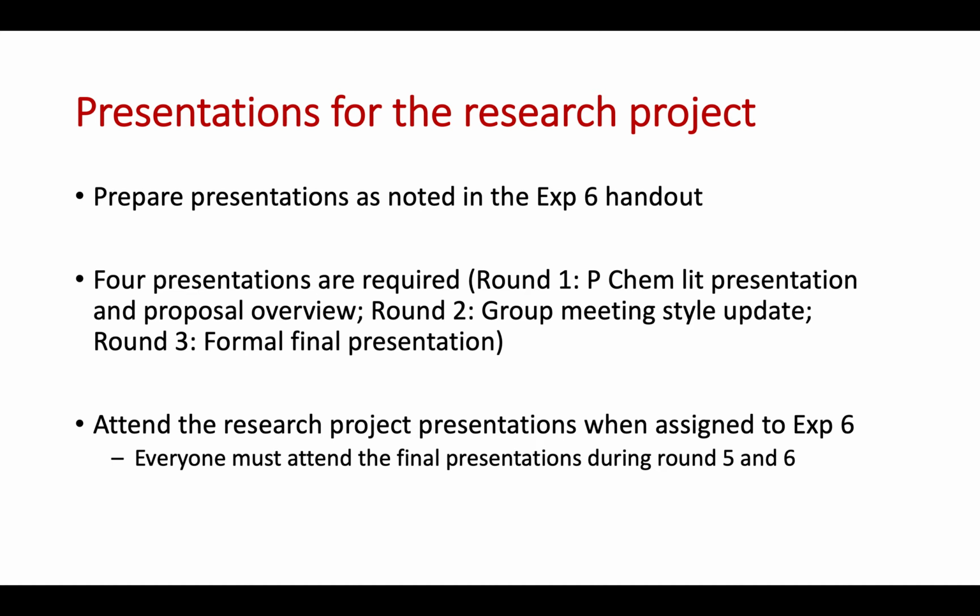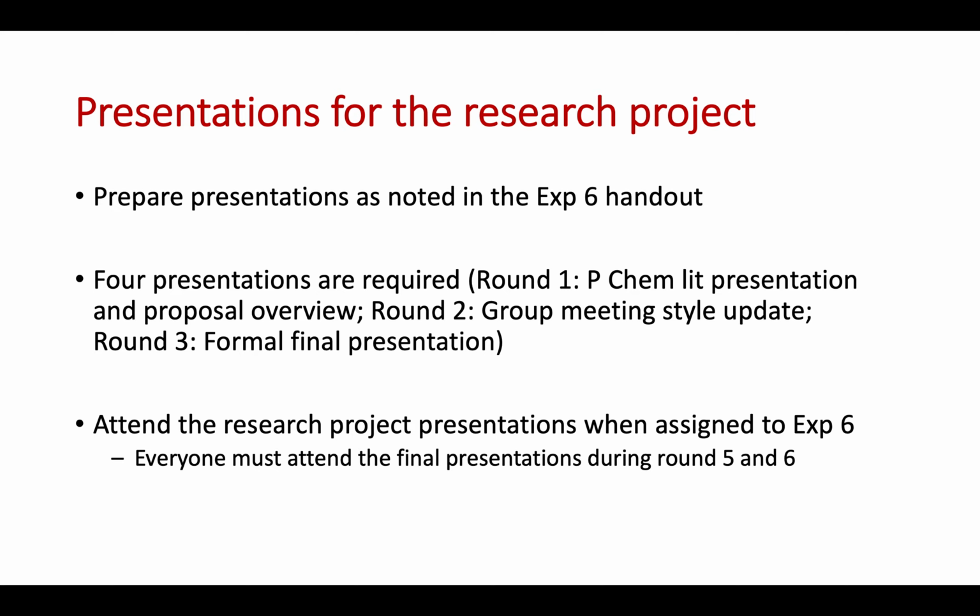There are actually 4 presentations that you will be required to give, 2 during round 1, and then 1 during each of rounds 2 and 3. The round 1 presentation involves each individual in the class preparing a literature presentation on a physical chemistry journal article. This is described within that experiment 6 handout. There's a video as well on that particular presentation. Look for that if you're interested in more information.